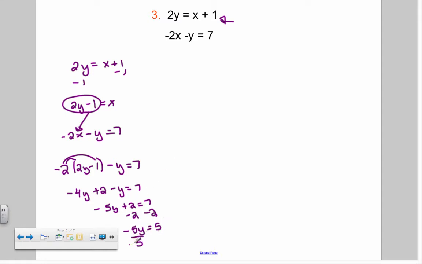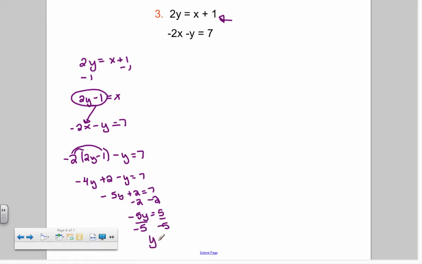Divide both sides by negative 5. And I get y equals negative 1. So now that I know what my y is, I can go ahead and plug it in. I know that y equals -1. I'm going to plug it into the top equation.